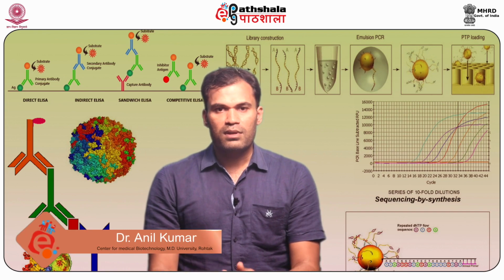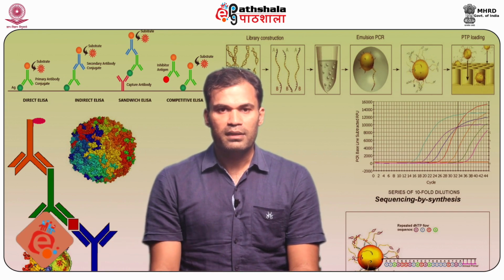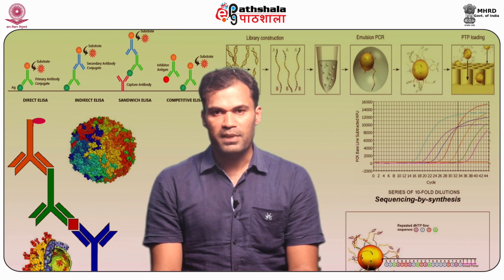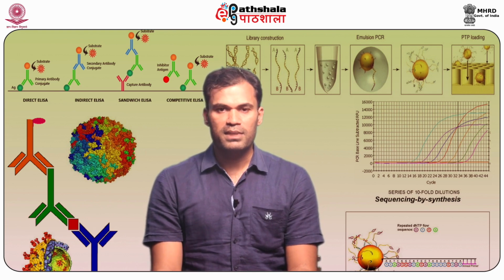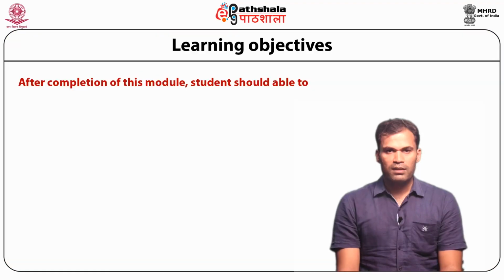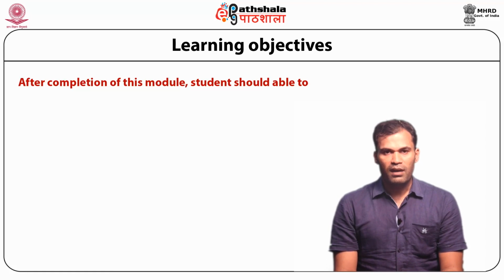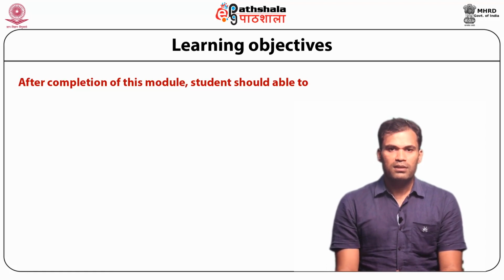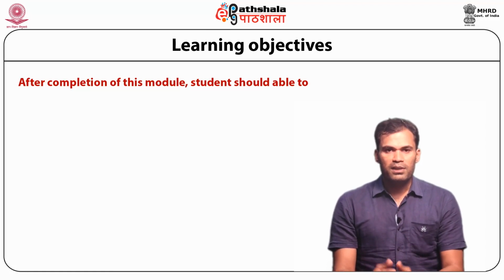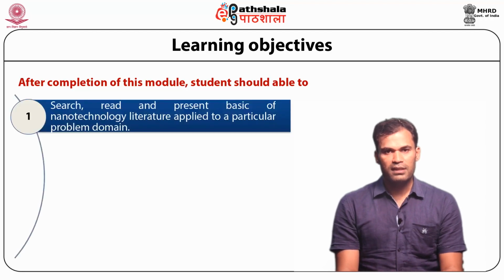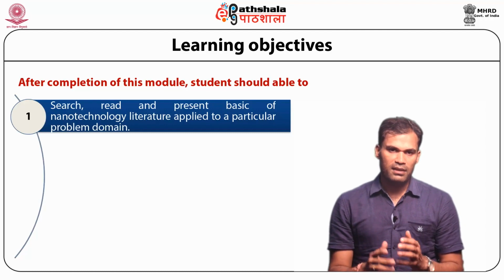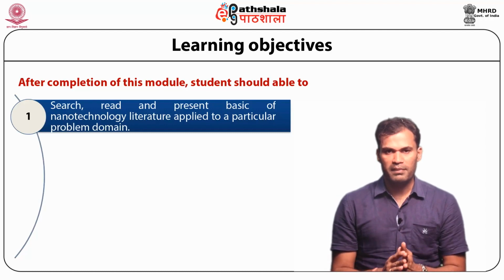Today I am going to talk on a module, Nanotechnology and its application, under the paper Animal Cell Biotechnology. So what will be the learning objective and outcome of this particular module? After the completion of this module, you should be able to search, read and present basics of nanotechnology literature applied to a particular problem domain.